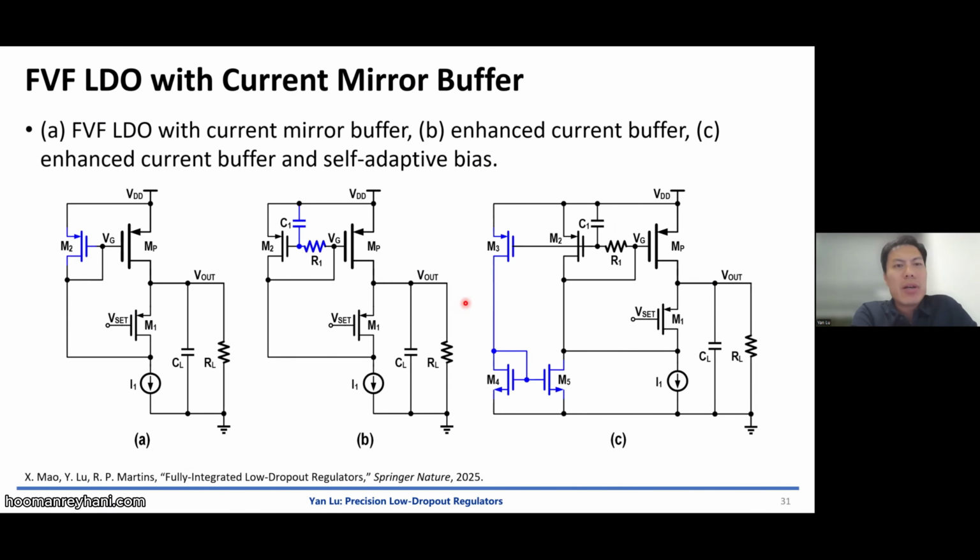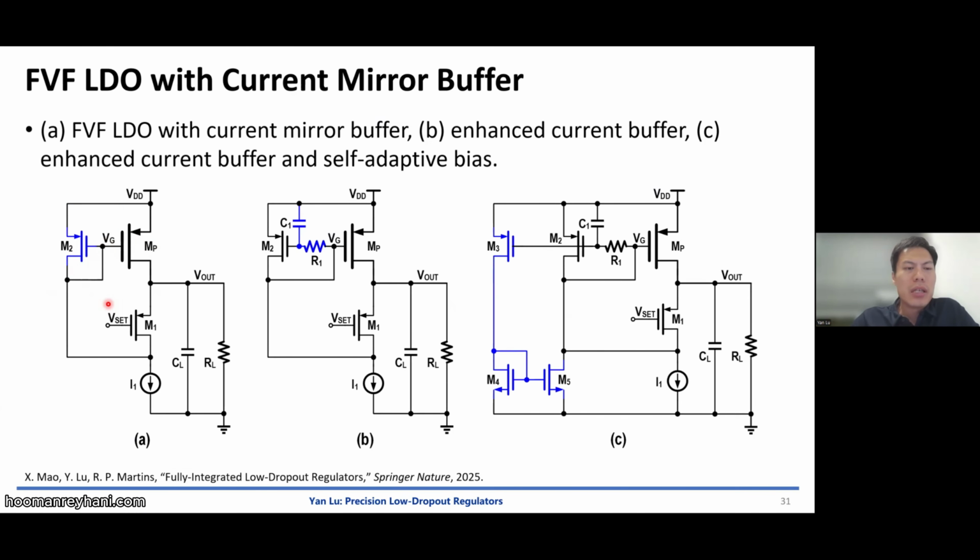The FVF LDO can also be driven by a current mirror type buffer, right? Like we mentioned, if we want to have good PSR for the power transistor, if we have a current mirror buffer, then this VG will follow the change of VDD, which can actually give us good PSR.